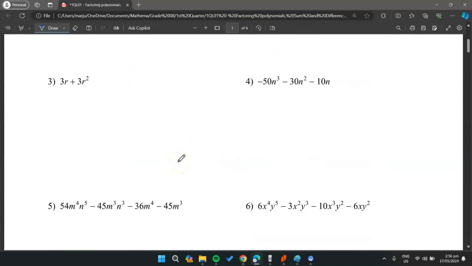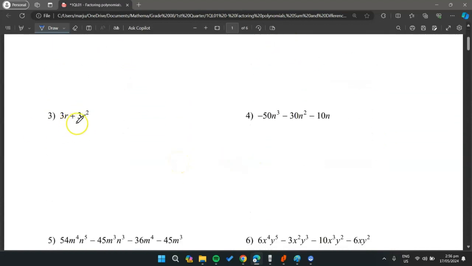For number 3, the common factor will be 3r. So we factor out 3r. What will remain? We have 1 plus 1 plus r. That should be r.